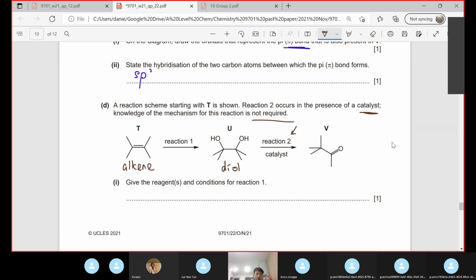So over here, you should be able to recall the reaction by adding cold dilute acidified potassium permanganate(VII).